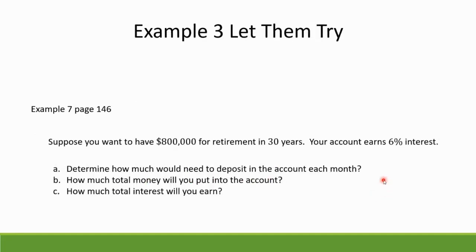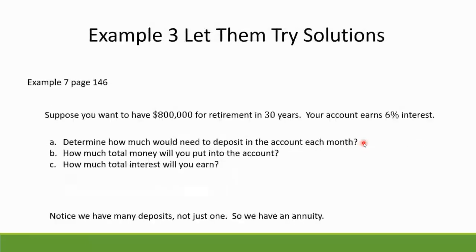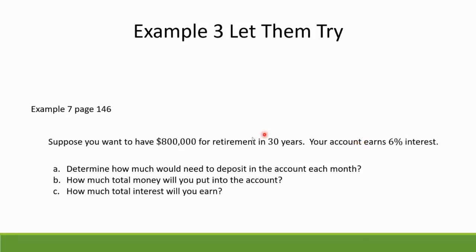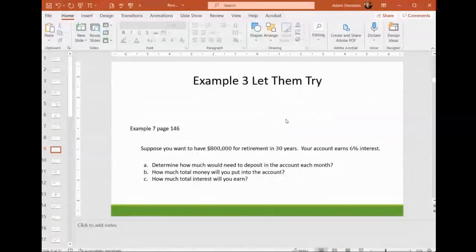All right, so the next one I was going to have everyone try. You could give it a shot. You could use that TVM solver, or you can use the formula, okay? So either one is right. But here we have $800,000. This is going on for 30 years, okay? The account is earning 6% interest here. So I want everyone to work on this for about 3 or 4 minutes, okay? I'm going to pause the recording. I'll set my timer as well.